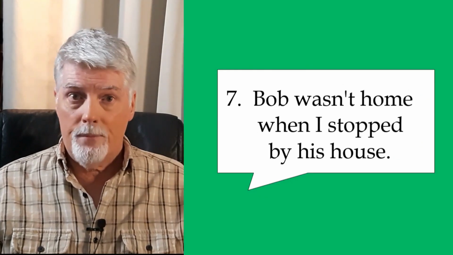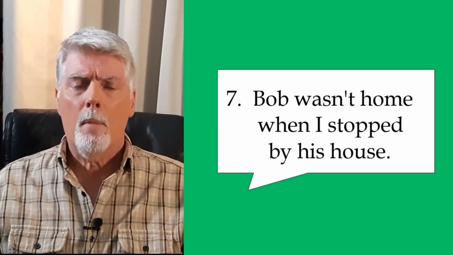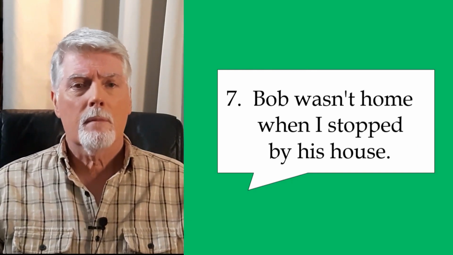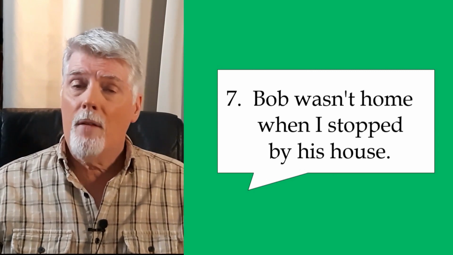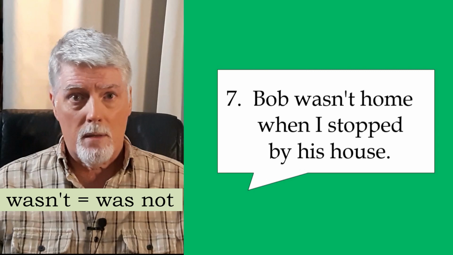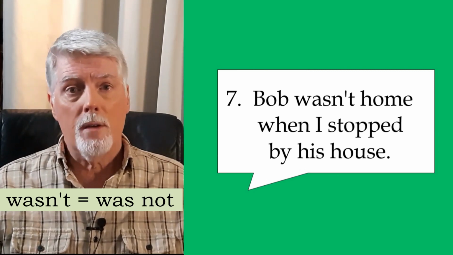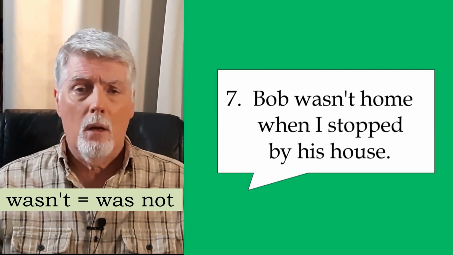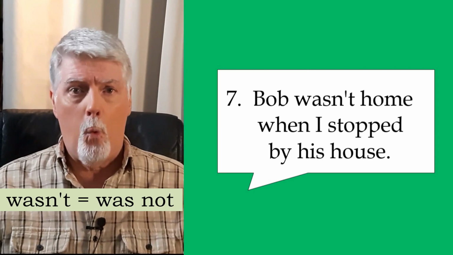Number 7. Bob wasn't home when I stopped by his house. Repeat. So here we have the negative form, wasn't. It's the contracted form. The long form would be was not. But when we're speaking, we rarely use that. We always use the contractions. So Bob wasn't home.